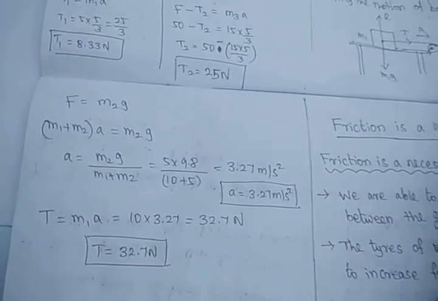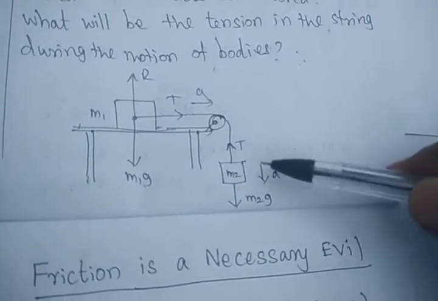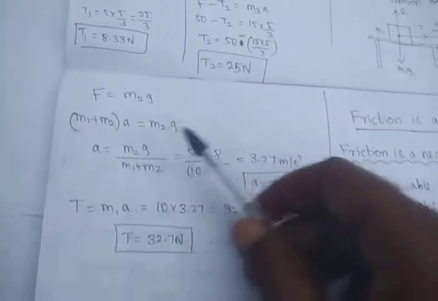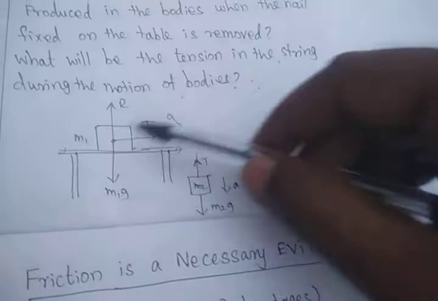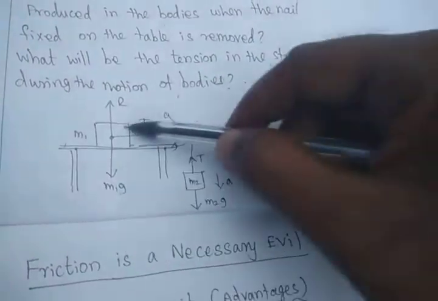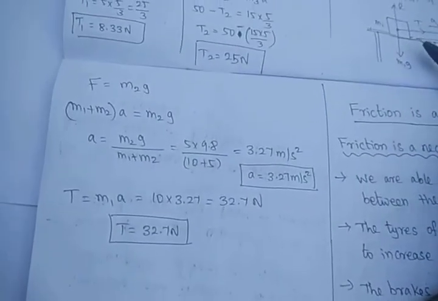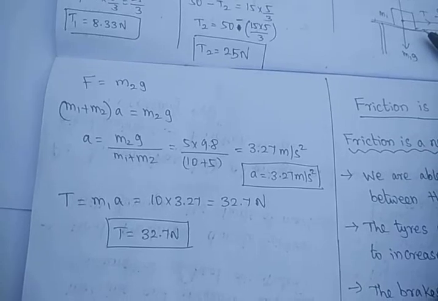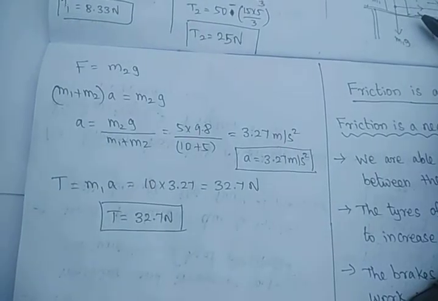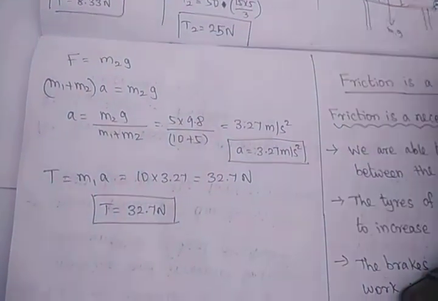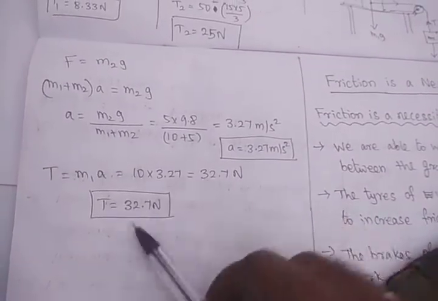Very simple, students. F is equal to m2g, because what is the force here? m2g. According to gravity, it will be pulled down. This F is equal to (m1 + m2)a. This force must be equal to (m1 + m2) into the total acceleration. So a is equal to m2g divided by (m1 + m2). Substituting the m1, m2 and g values, we get the acceleration. The tension T is equal to m1a, so m is 10 kg and a is 3.27. We get the answer T.